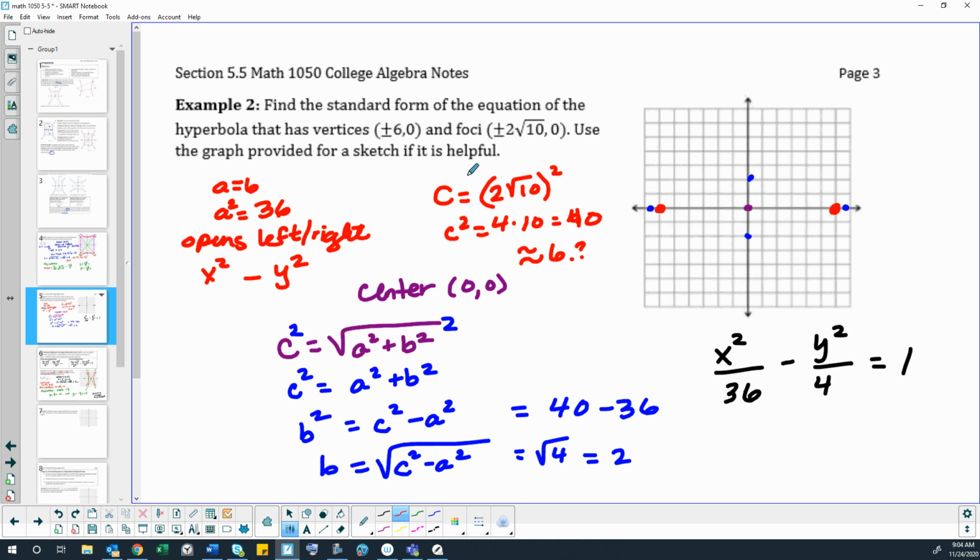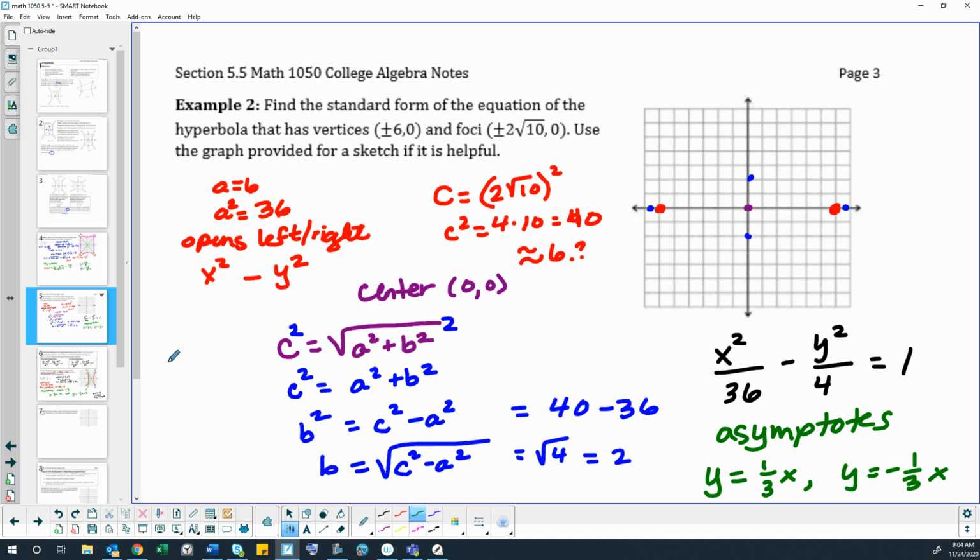Again, b is 2 and a is 6. These asymptotes are going through (0, 0) again. I can sketch them in here if that's helpful. Make sure I'm labeling them: y equals b over a, right? b is 2, a is 6, so 2 over 6 would be 1/3. So y equals 1/3 x, and y equals negative 1/3 x.